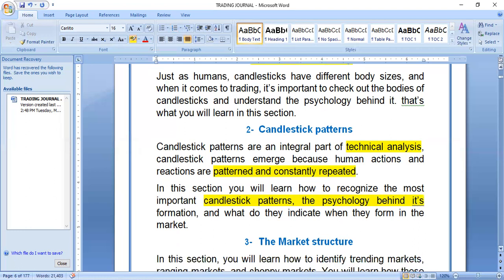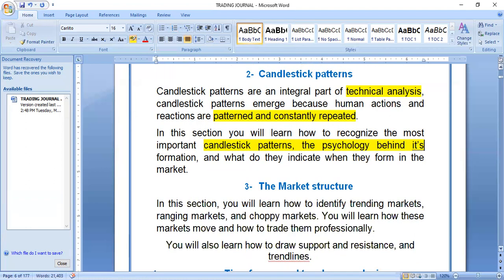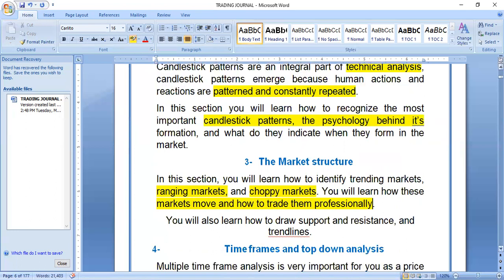Then number 3, we look at the market structure. In this section, we learn how to identify trending markets, ranging markets, and choppy markets. You'll also learn how these markets move and how to trade them professionally. You'll also learn how to draw support and resistance and trend lines, as we go through the course of Forex trading.